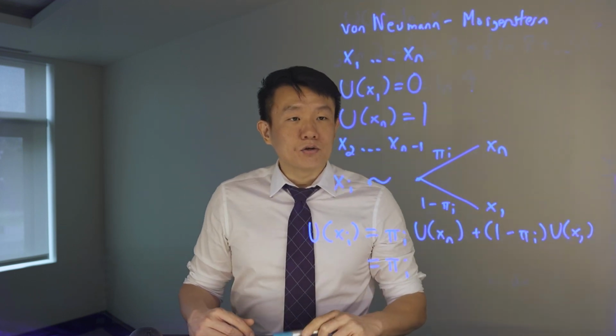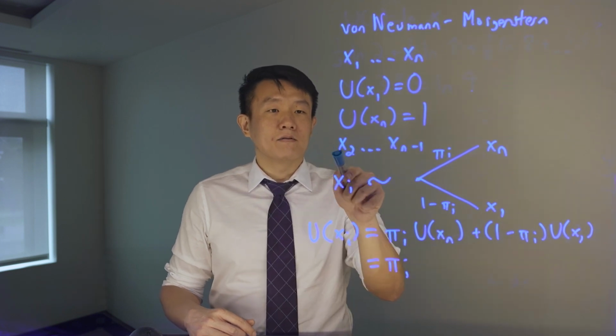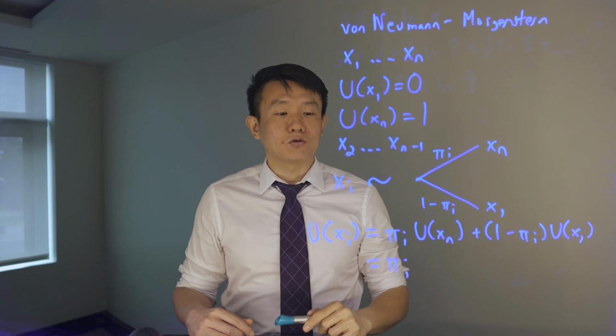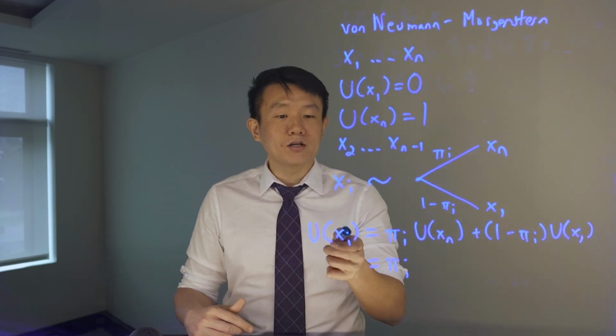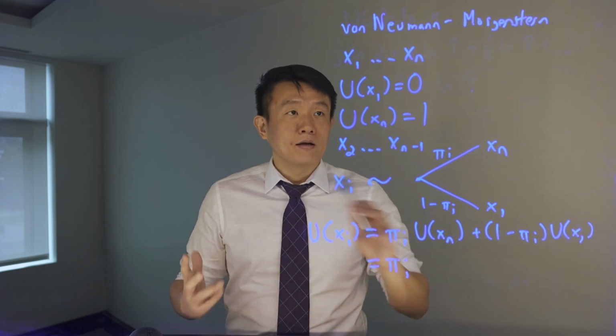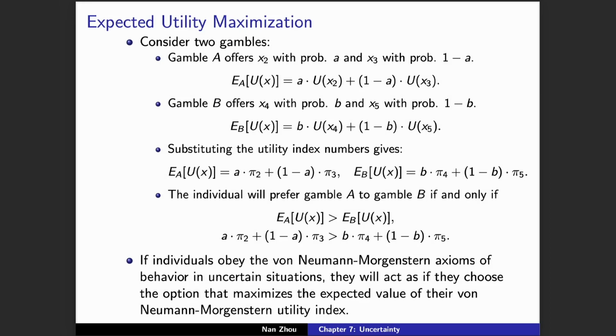What we can then do is we're going to do this procedure for each outcome from x2 to xn minus 1, and that's going to give us a utility value for each outcome that x can take. By the von Neumann-Morgenstern theorem, once we have the utilities for each of the xi's, then we can compare any pair of lotteries just by comparing the expected utility.